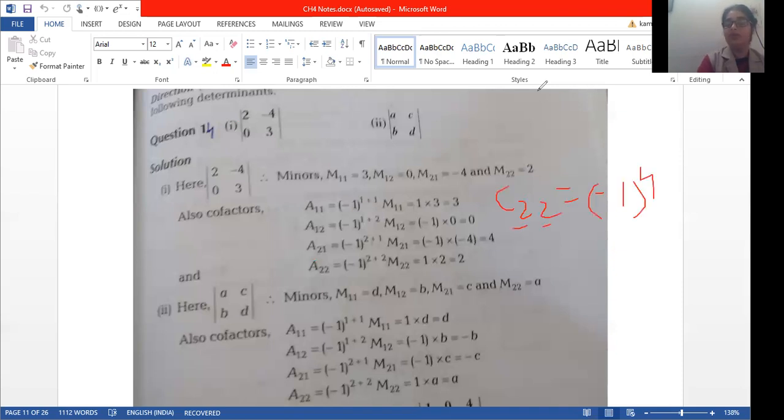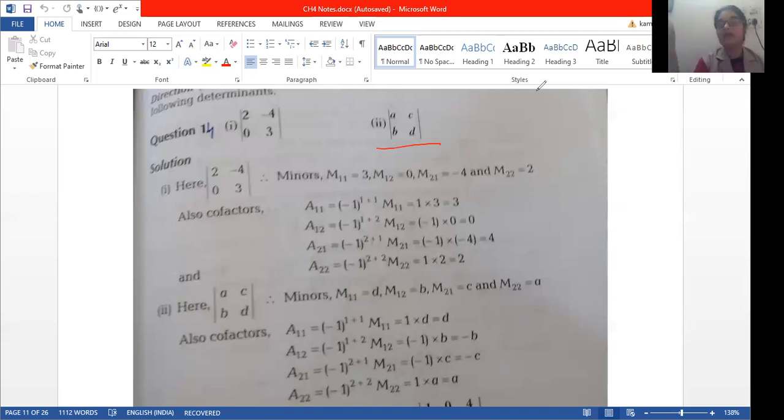This is 2 plus 2, 4 multiplied by M22, which is equal to minus 1 to the power of 4, which will be plus 1. The value of M22 is equal to 2. So plus 1 into 2 will be equal to 2. So your answer of A22 is what? 2. Clear? Same way, the next part, you can do it by yourself, A, B, C, D.